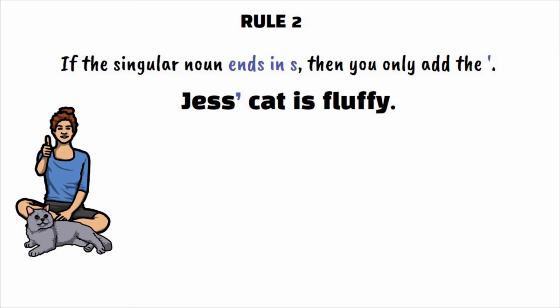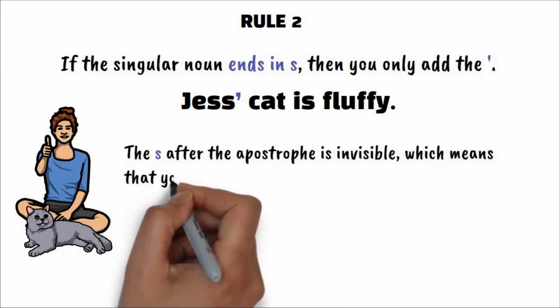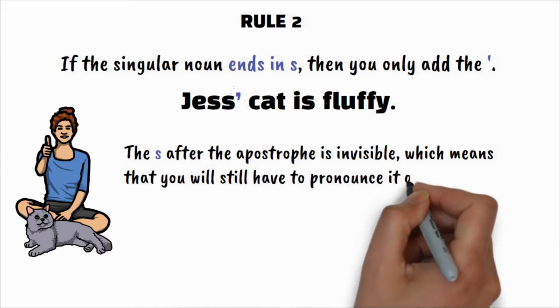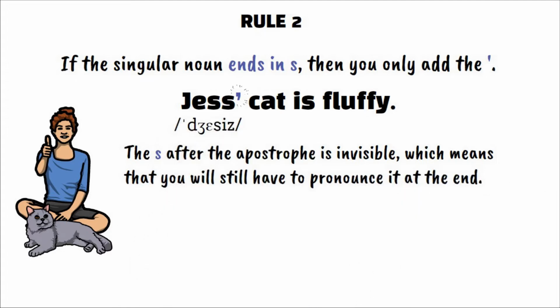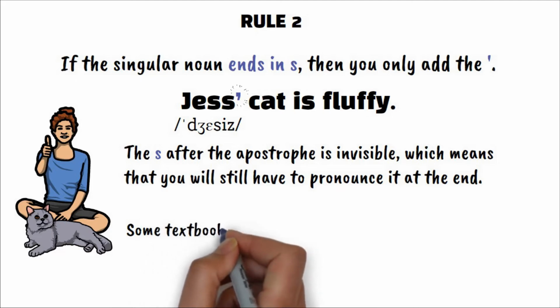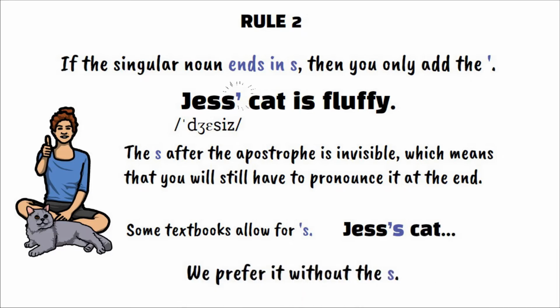The S after the apostrophe is invisible, which means that you will still have to pronounce it at the end. Jess's cat. Note that some textbooks also allow for apostrophe S, so our example would be Jess's cat. We prefer it without the S.